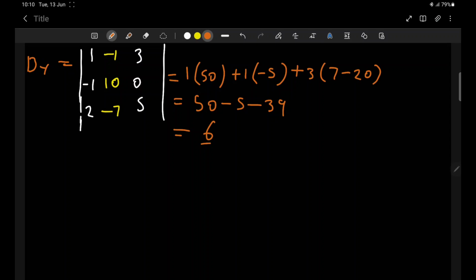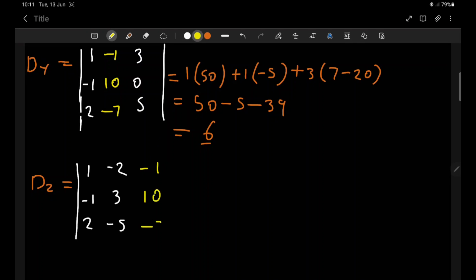Then we solve our determinant with reference to z now. So here we're maintaining the elements negative 1, 2. We'll maintain all the elements, but we change the last column. That's why we put our solution. So now let's solve it.